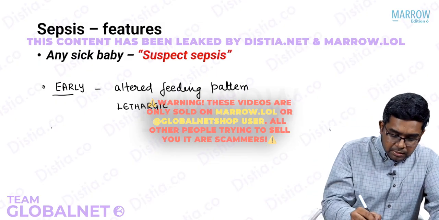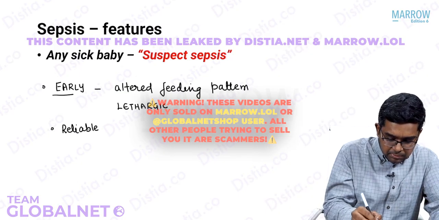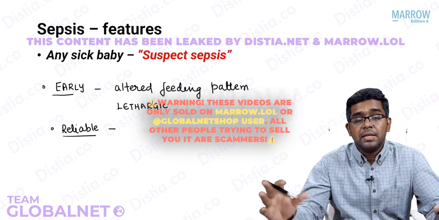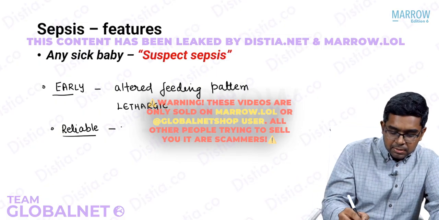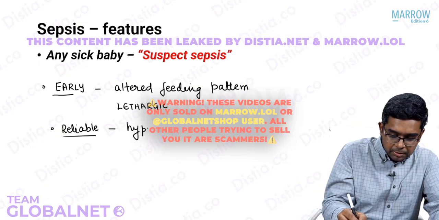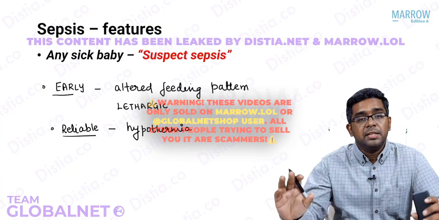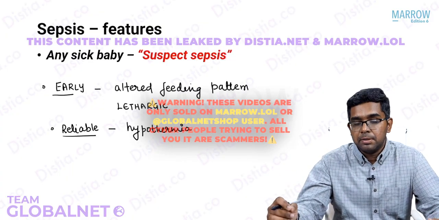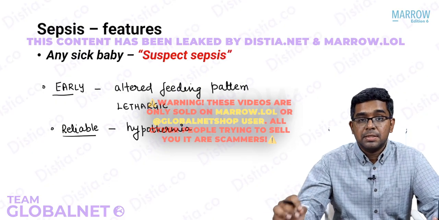Okay. Next important thing is, what is a reliable feature if at all present? Remember, in most infections we expect fever as a feature. However, in a newborn baby, fever will not occur. Instead, it is hypothermia. It is low temperature which could be a feature. And in fact, it is hypothermia which is more common compared to fever in a preterm baby, and that is why we give a lot of importance to this presenting feature.